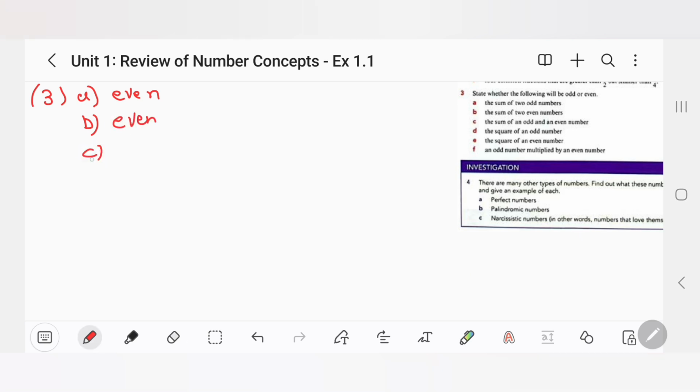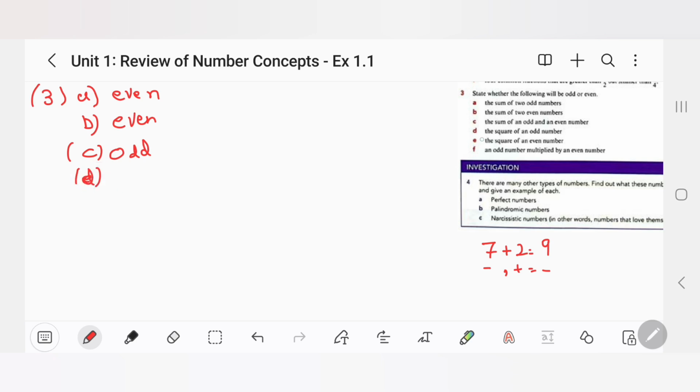Now we are doing C part. In C part, they are asking the sum of an odd number and an even number. So here we can take an odd number and we can take an even number, and we can see that the answer is odd. Like minus and plus always gives a minus. So the theory is basically the same.